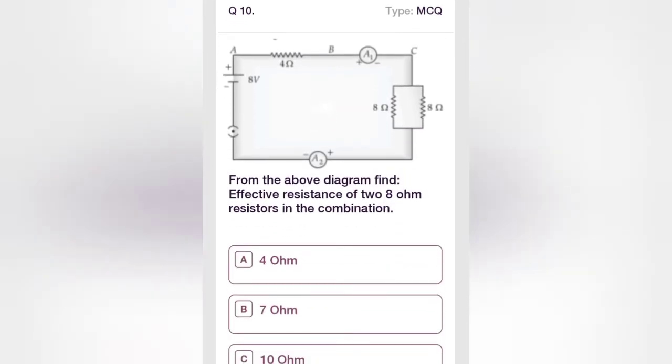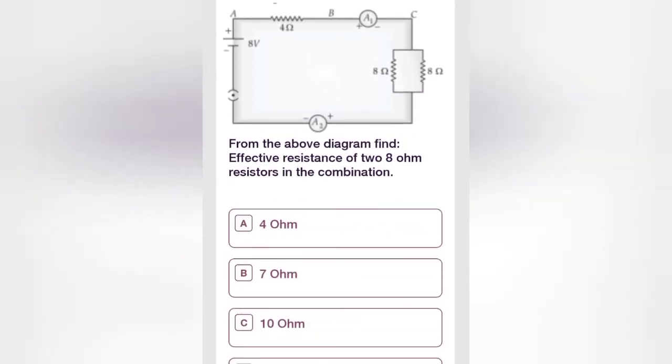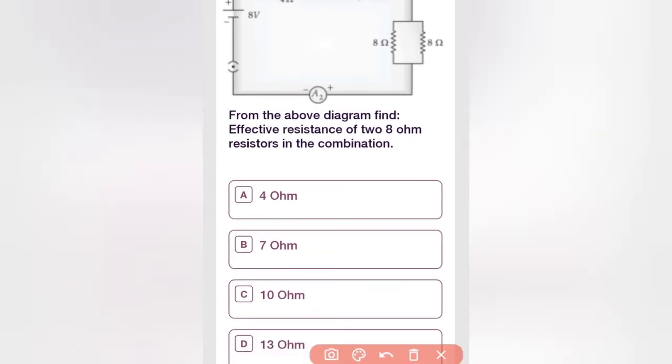From the above diagram, find the effective resistance of two 8 ohm resistor in the combination. So here, these are the two resistances of 8 ohm. We have to find what will be the total resistance of this combination. That means two resistance connected in parallel.